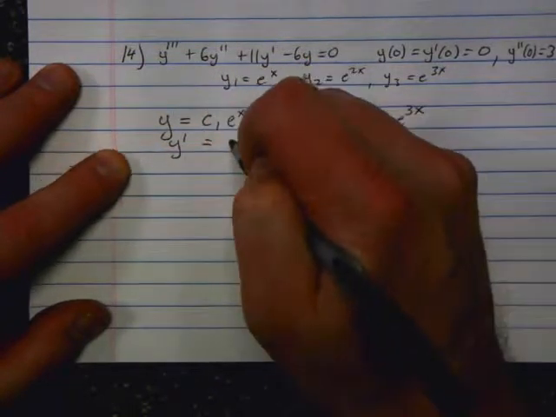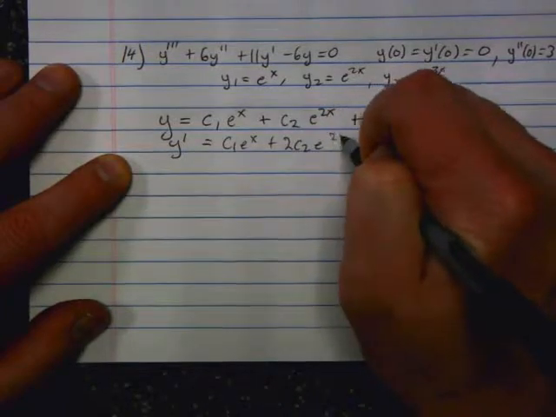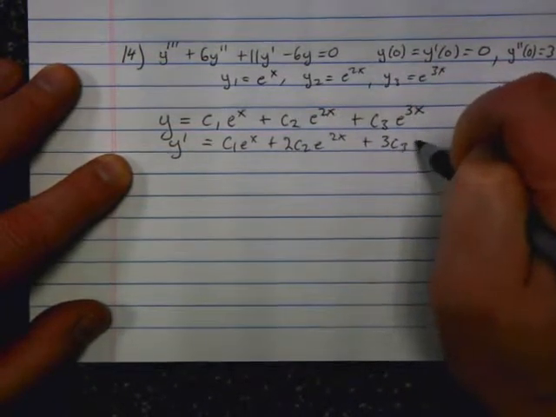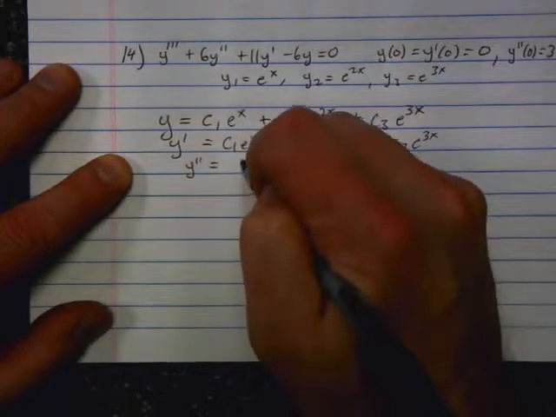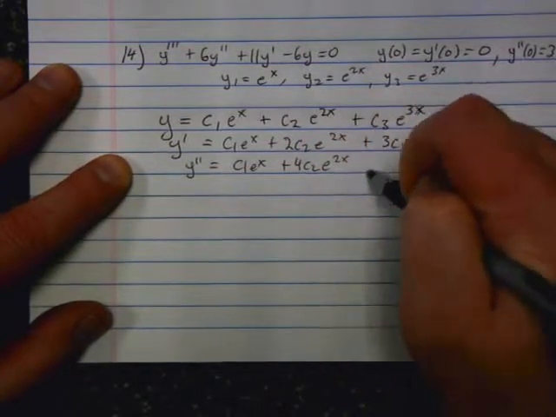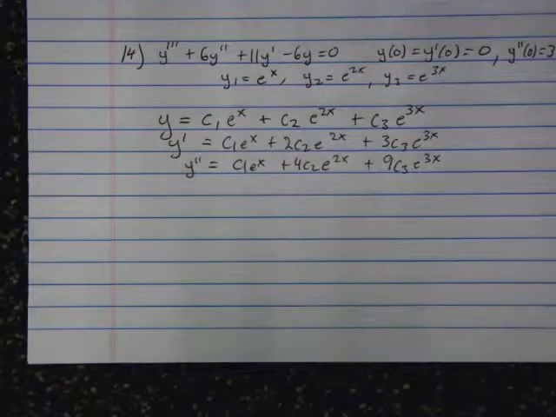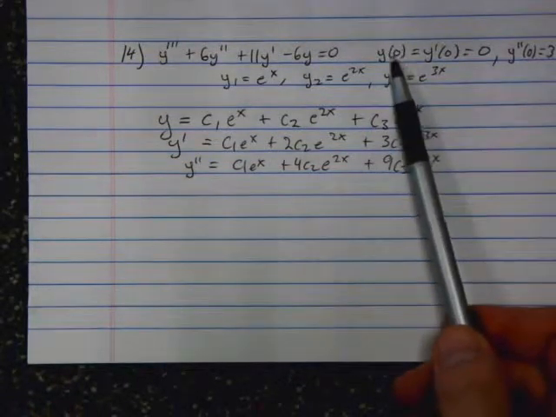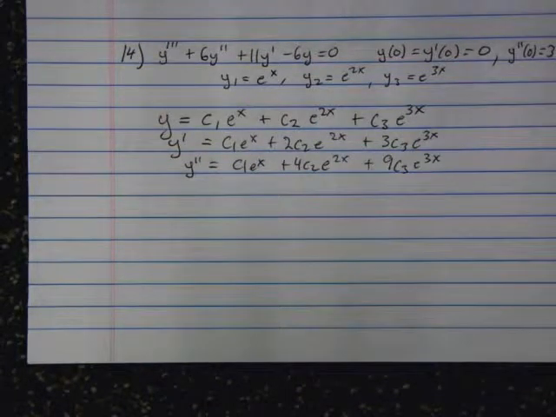So y prime is going to be c1 e to the x plus 2c2 e to the 2x plus 3c3 e to the 3x. And y double prime is c1 e to the x plus 4c2 e to the 2x plus 9c3 e to the 3x. Well, I'm very glad they gave us 0, because what happens when I plug 0 into these e to the power things? They become 1.